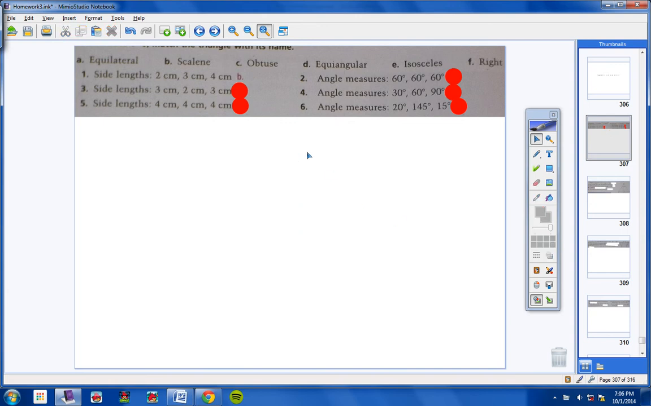Number 2, angle measures 60, 60, 60. Well, we've learned that when all three angles in a triangle are congruent, we call this an equiangular triangle. That should be letter D. Letter D. All right, 2 for 2.